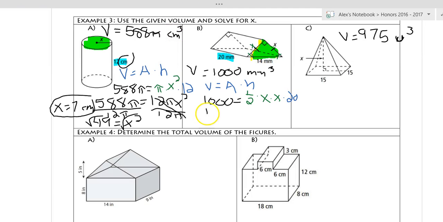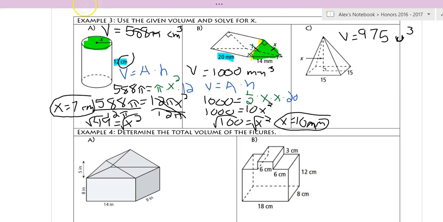So I have 1,000 equals 10x squared. So I'm going to divide by 10. I have 100 equals x squared. Take the square root of both sides. So x equals 10. And this is millimeters, because we're just writing one side, it's just millimeters. It's not squared or cubed.